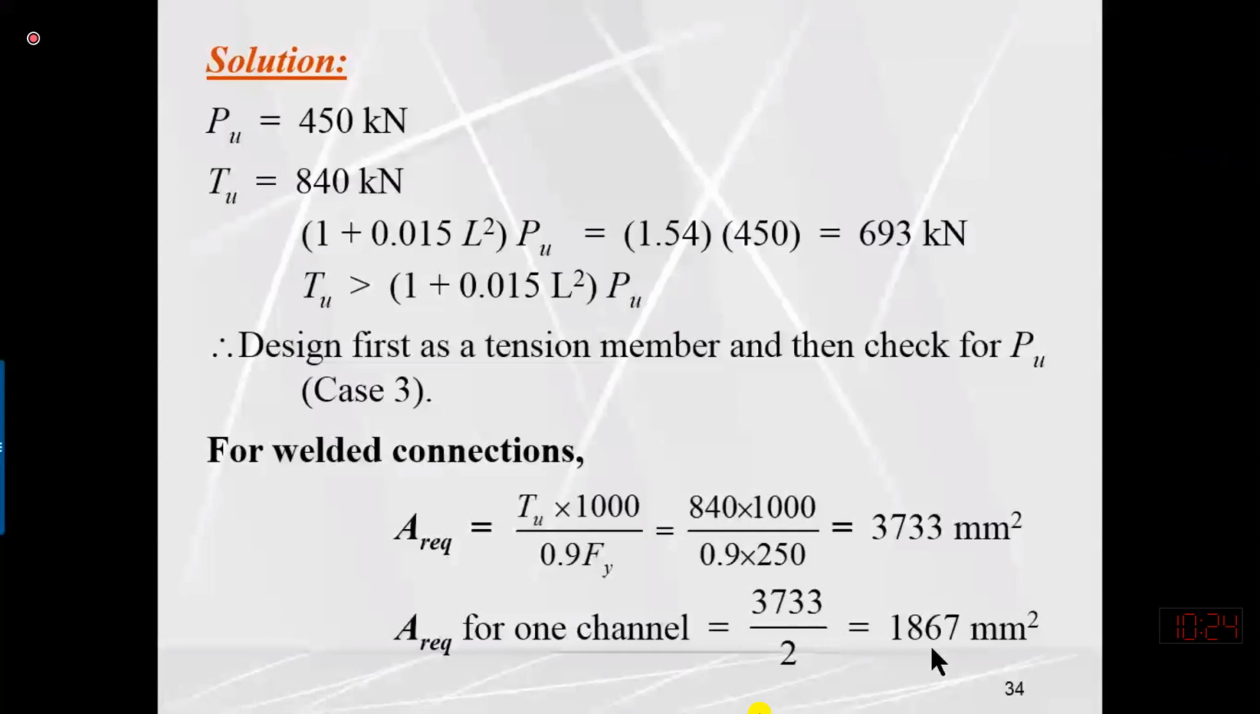So on page number 65, my third trial section, which may be the last one, is C 200 into 17.1, and its area is 2180.